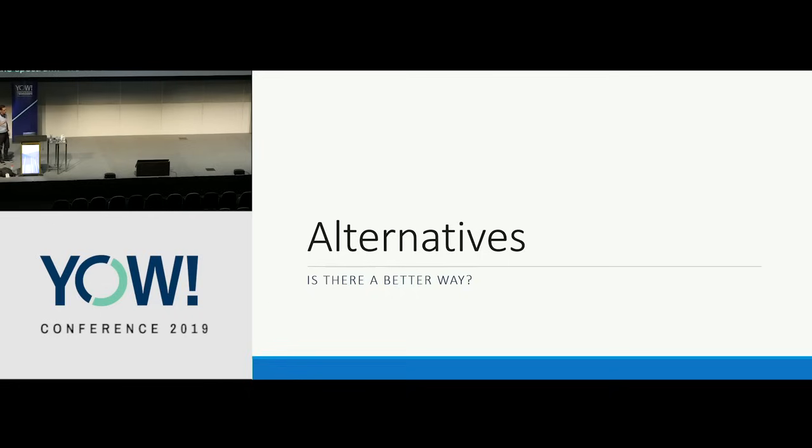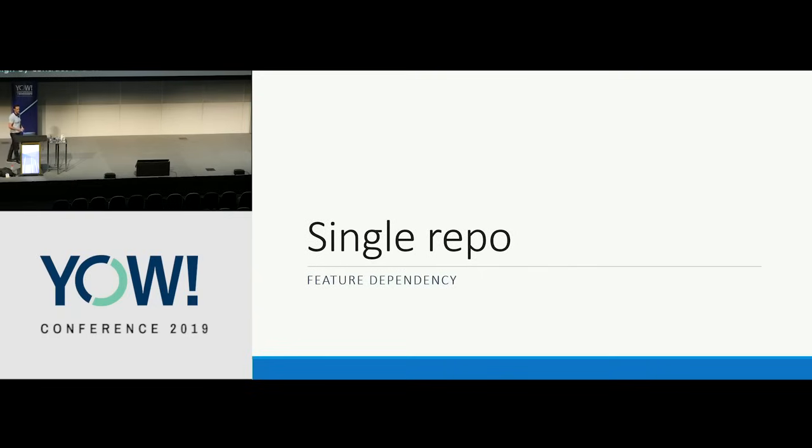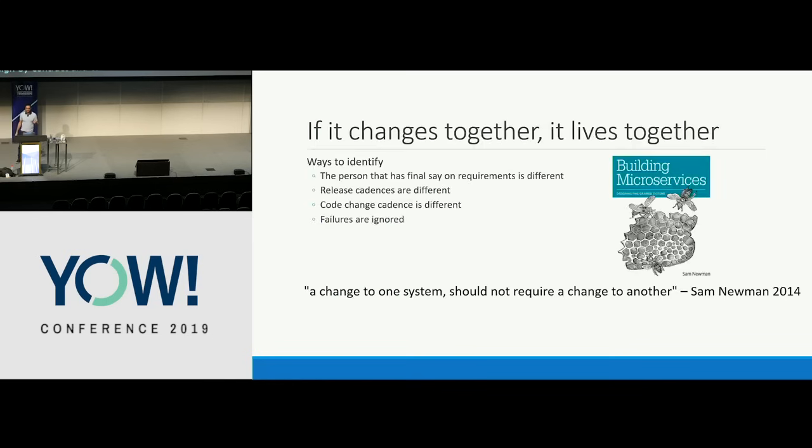I think the skill here is in building systems that lower the barrier to entry, while simultaneously providing some reversibility. So let's tackle that single repo. Feature dependency is probably a better term for it.